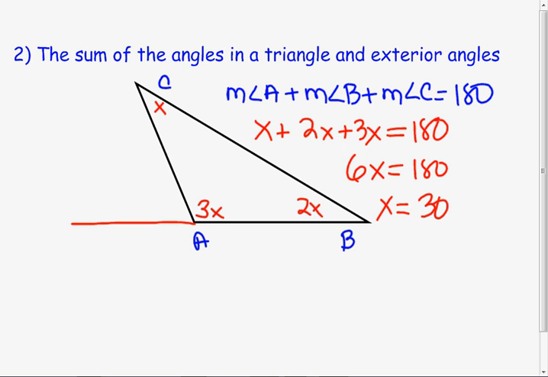exam, and it may be worse than this, by the way. It may be x plus 1, 3x minus 10. Then you have to add them up, and you have to do the algebra. You can't just manipulate numbers.